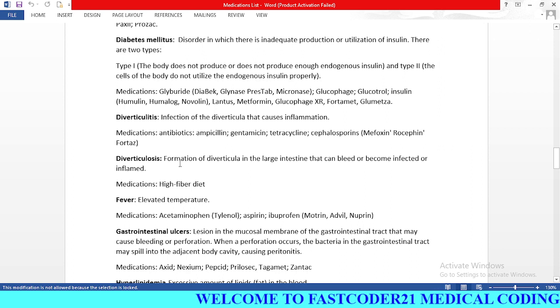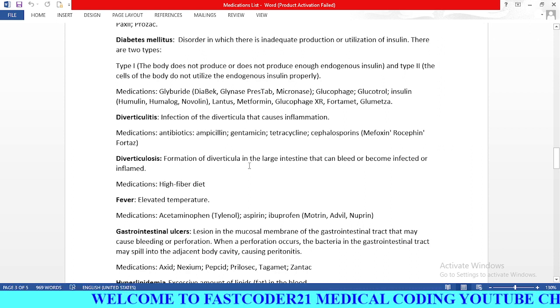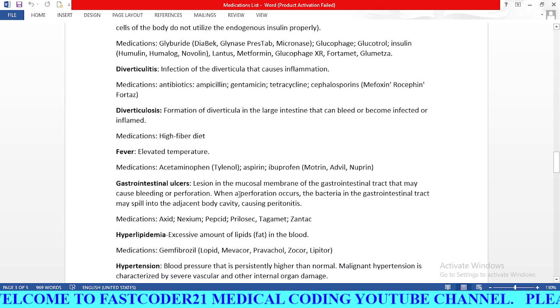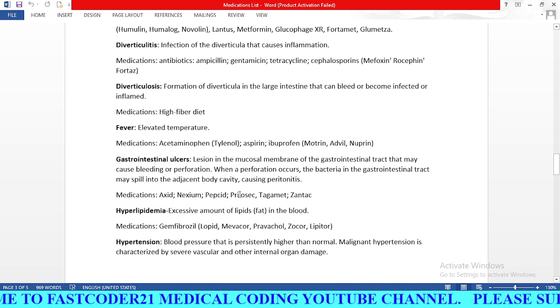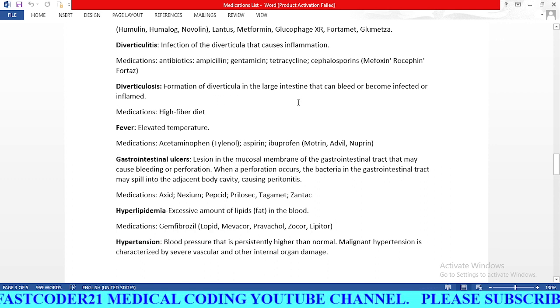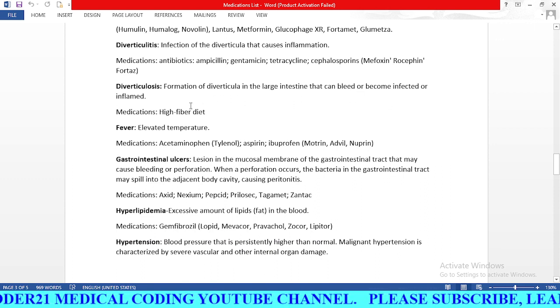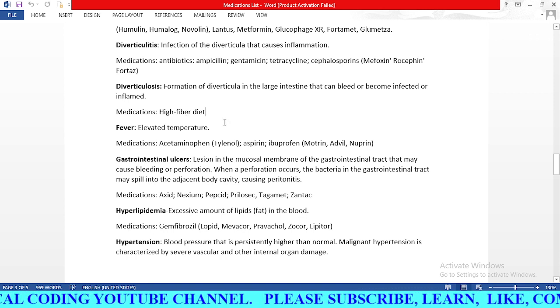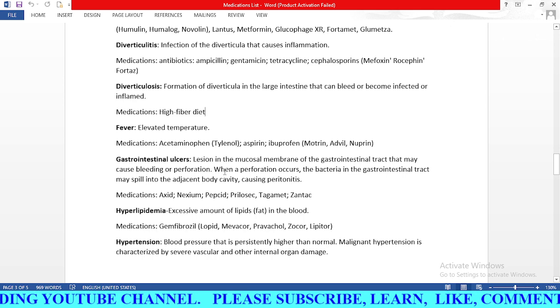Next one is diverticulitis. It is the infection or inflammation of the diverticula. Usual medication: antibiotics, ampicillin. So next one is diverticulosis, formation of diverticula in the large intestine that can bleed or become infected or inflamed. Usually there is no medication for diverticulosis. We need to use a high fiber diet.